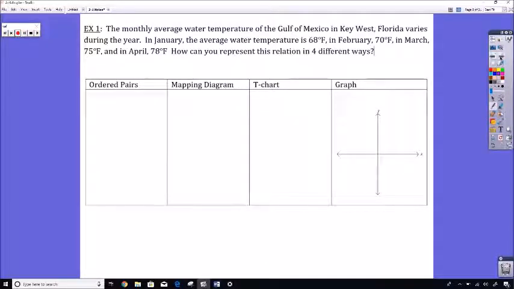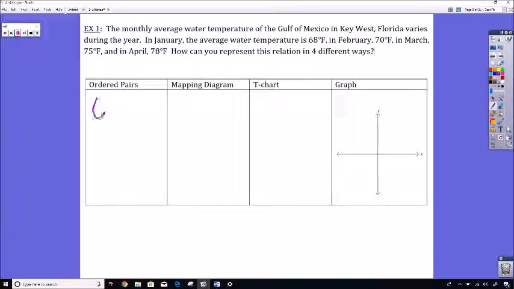So let's go ahead and look at an example dealing with all of this. Pause the video and read example 1 to yourself, please. Okay, so we have a problem that's relating months and then temperatures of the Gulf of Mexico down in Florida. So let's begin by writing these as an ordered pair. Now, we don't want to write January, February, March, but maybe we could use numbers to list those.